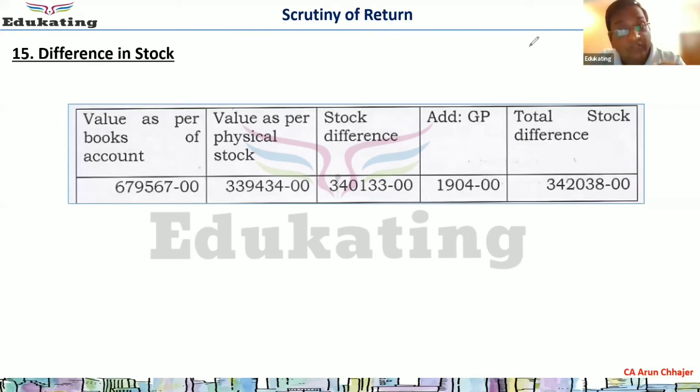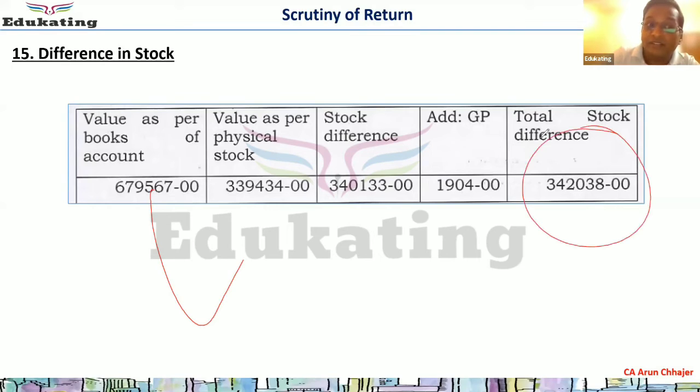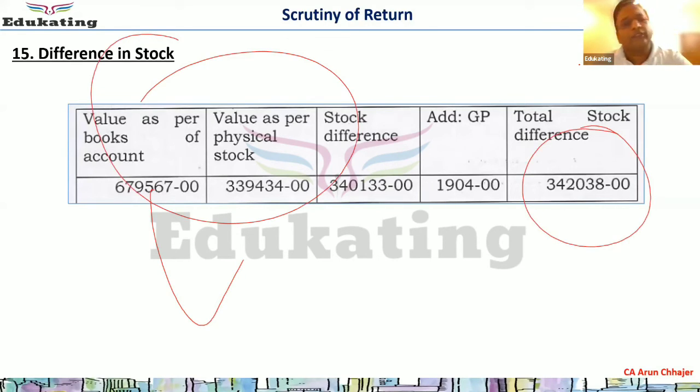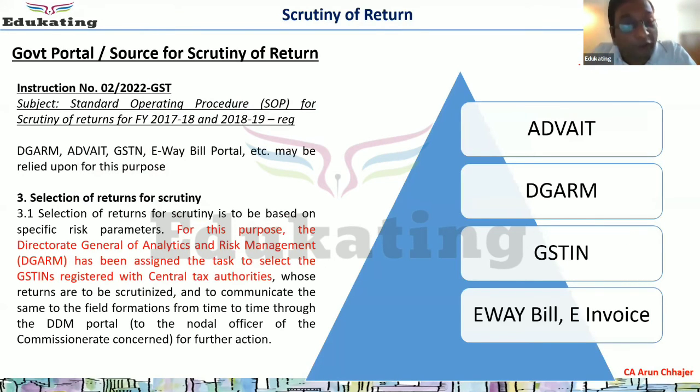Similarly, certain observations I have seen like the stock valuation. All these extracts are taken from notices only. None of the extracts are made for academic purposes only; all are practical and all are part of ASMT 10 or departmental audit. So how have they arrived at the difference by using the opening and closing stock? These types of points we will cover in the course.